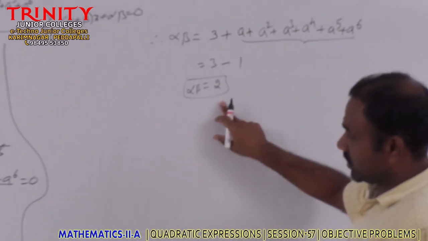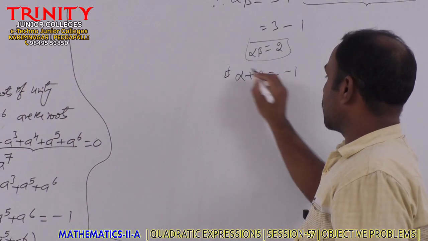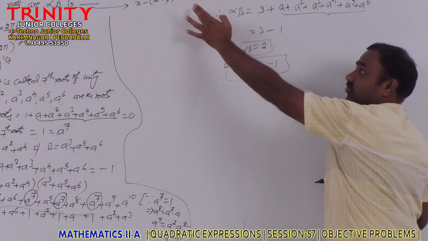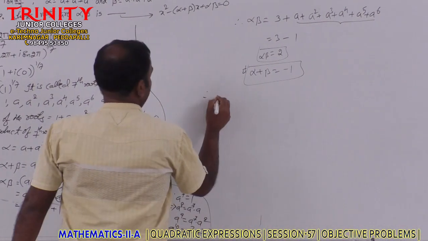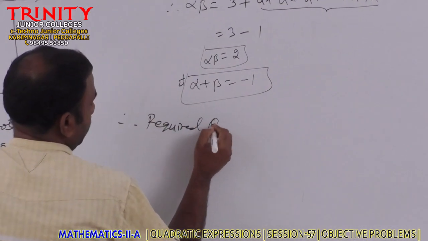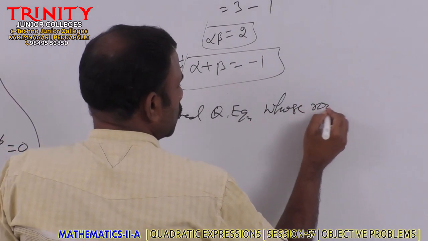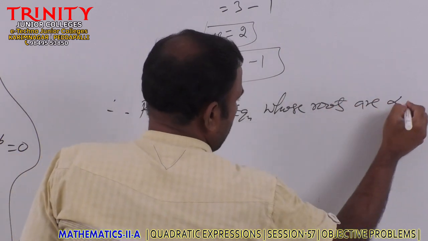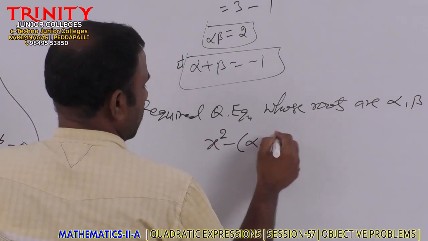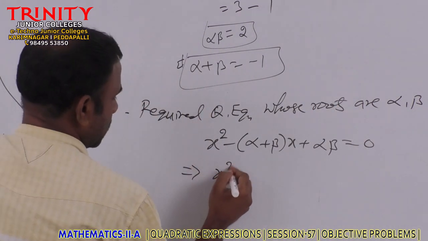Then alpha beta is equal to, we got it as 2. And alpha plus beta is equal to minus 1. Therefore, we know sum of the roots and we know product of the roots. We can write the quadratic equation, or not. Therefore, a required quadratic equation whose roots are alpha comma beta is x square minus of alpha plus beta into x plus alpha beta is equal to 0.